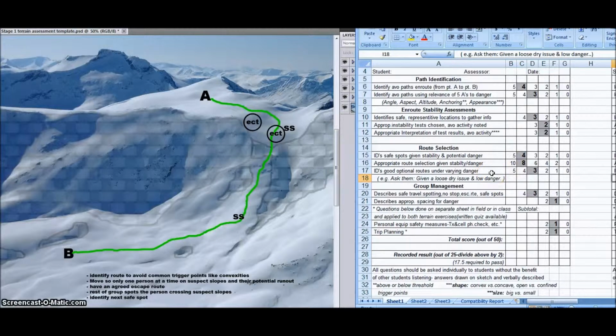Next one, ID, good optional routes under varying danger. This is where I have to ask them. They've already been given some dangerous scenario, and this is where I typically will back it off and check their understanding of other types of avalanche dangers and how to interpret the danger rating scale. So I would turn to Gordon, my student, and say, Gordon, given a loose, dry avalanche problem of low danger, how might that affect your route choice through this terrain?